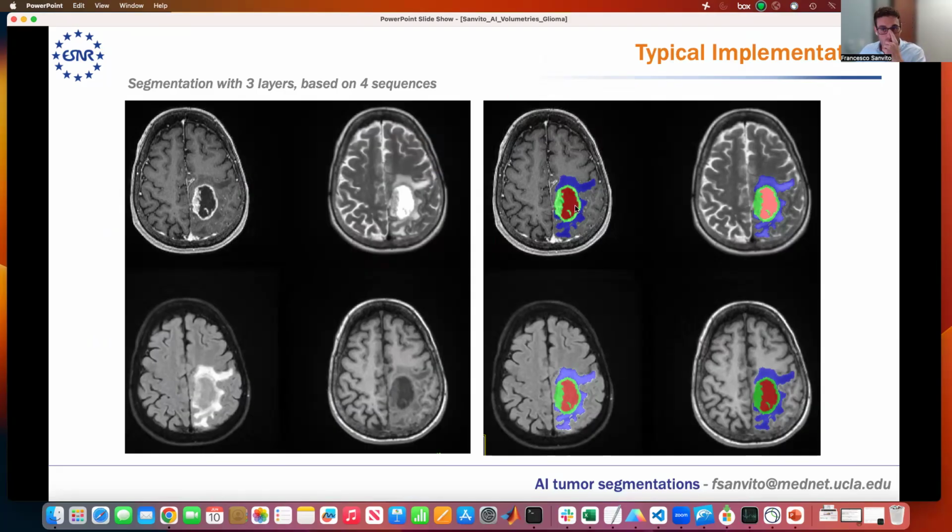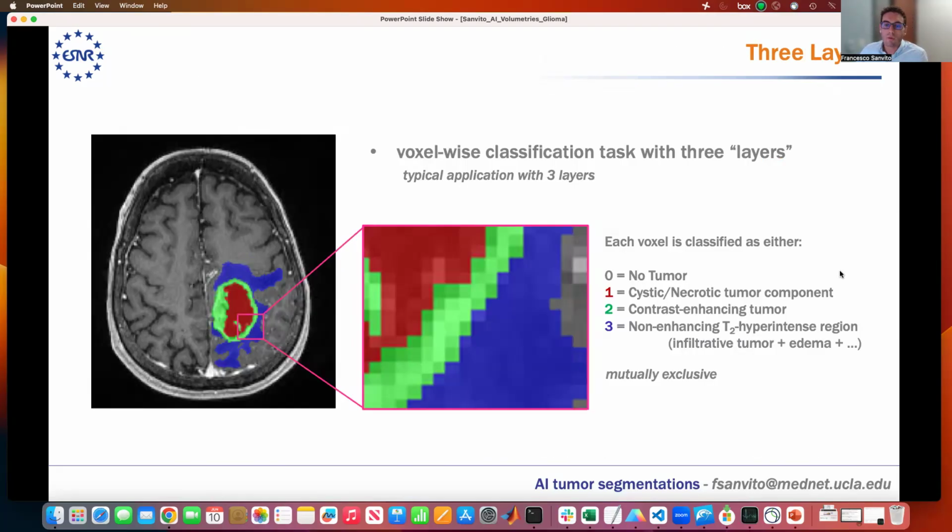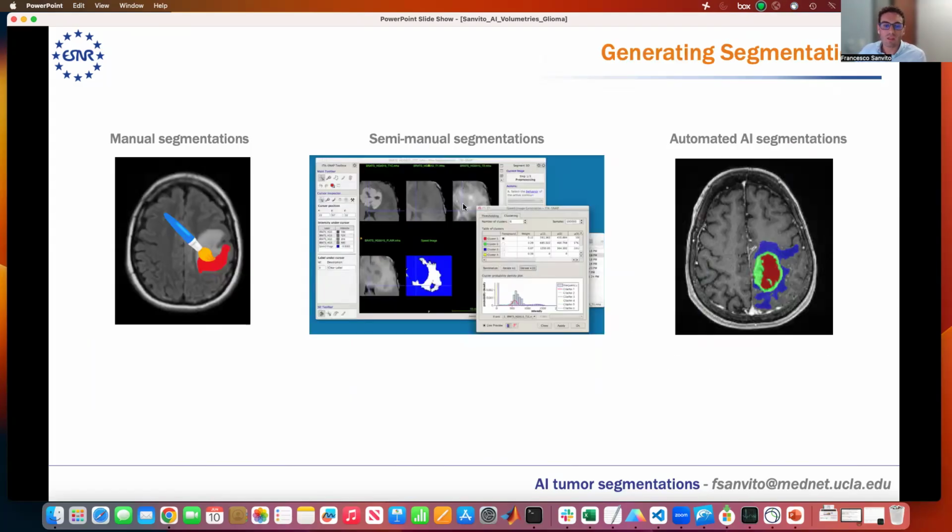Not only do we usually say tumor yes or no, but we want to say, if tumor yes, what component of the tumor that voxel represents: the contrast-enhancing tumor, the non-enhancing T2 hyperintense surrounding part, or the cystic necrotic portion. So there is a subclassification task, let's say.